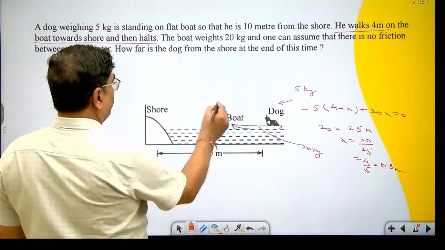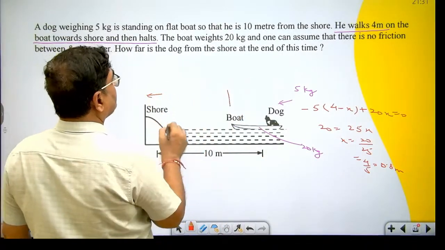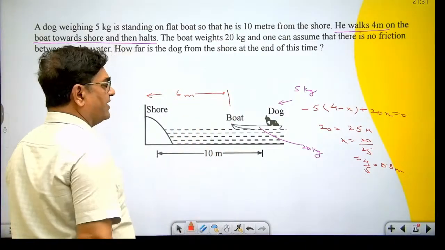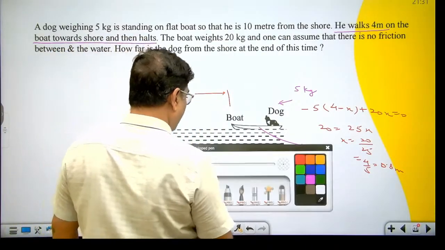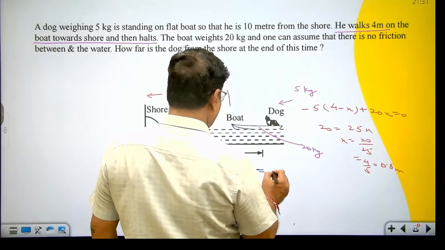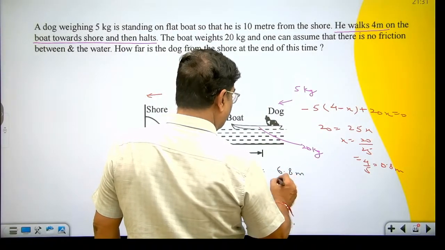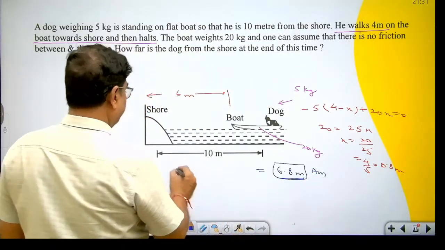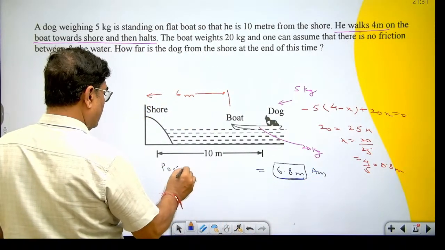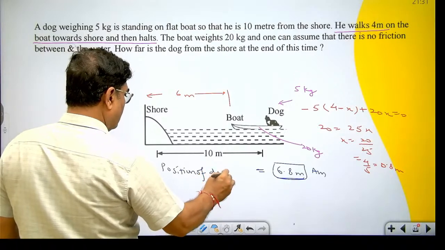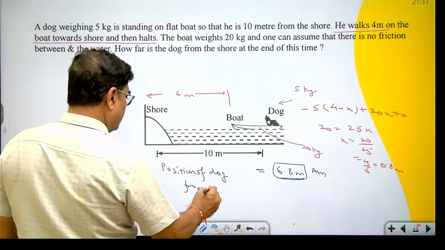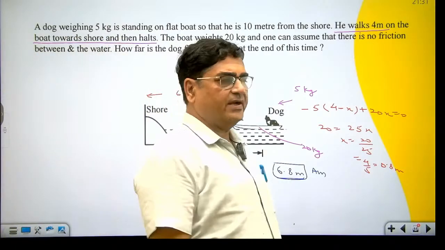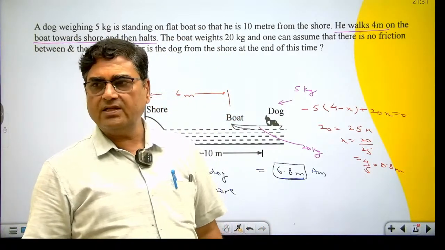This distance was 10 meters. So dear student, this distance is how much? This is 6 meter. Since the boat is shifted by a distance of 0.8 meter, the position of the dog from the shore is equal to how much? 6.8 meter. Position of dog from shore, when the dog has moved by a distance of 4 meter on the boat, this is the answer. Okay.